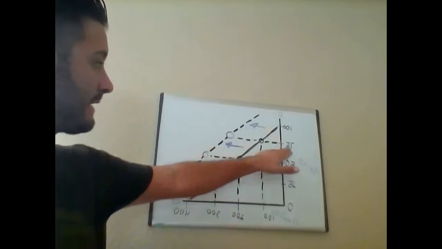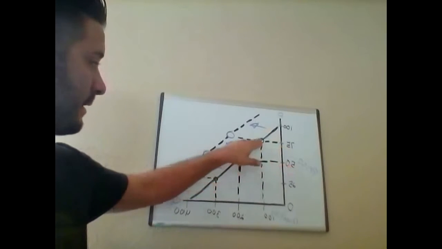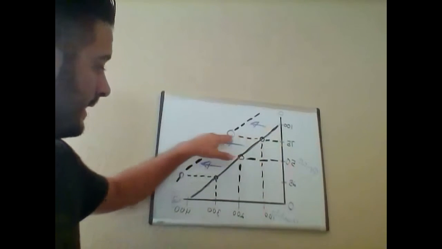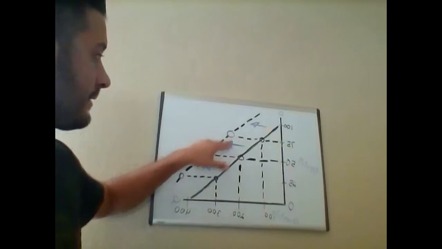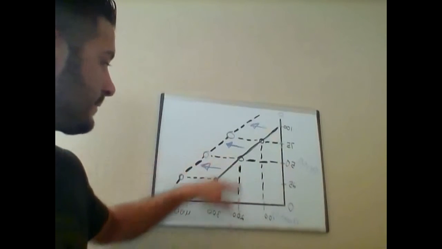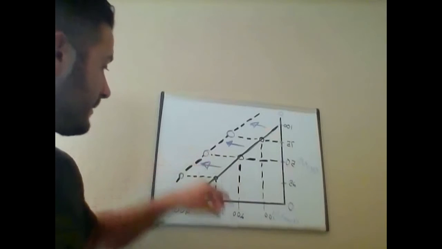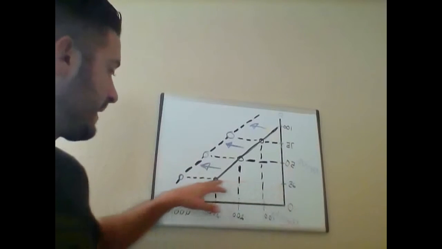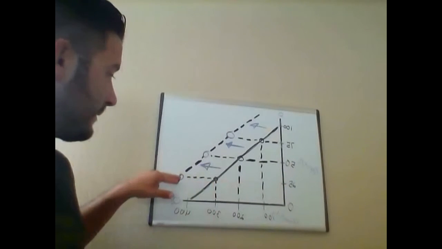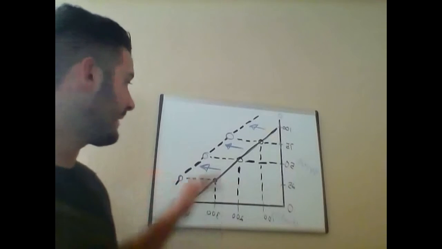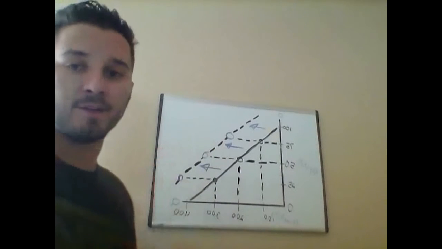If we keep the price the same, 75, quantity goes from 100 and now over here to 200. 50 goes from 200 to 300, and then 25 goes from 300 to 400. So that would be a positive change in the demand curve.